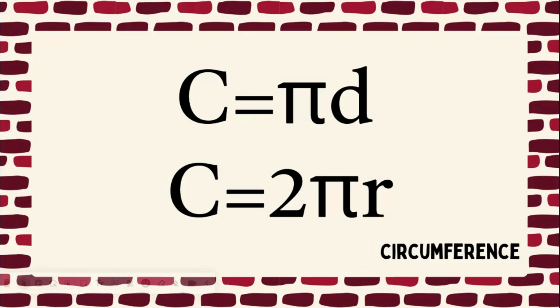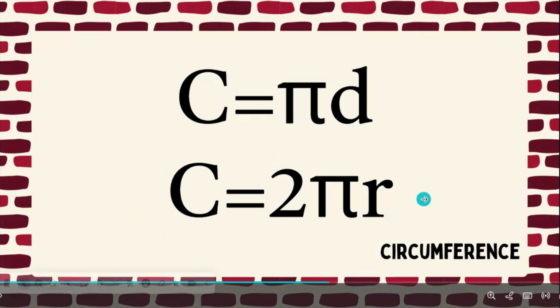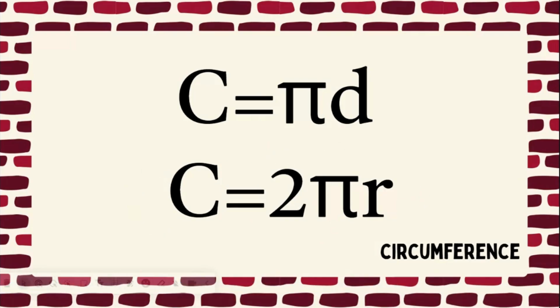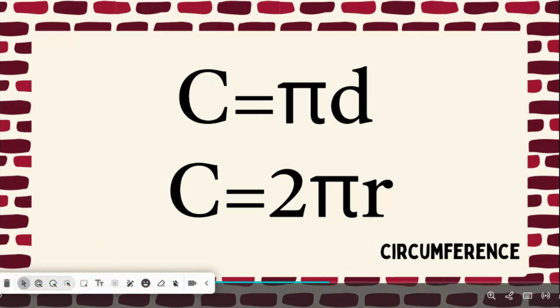The second formula is C equals 2 pi r. So C equals 2 times pi times r. Since the diameter is twice the radius, this formula just replaces the diameter with 2r.